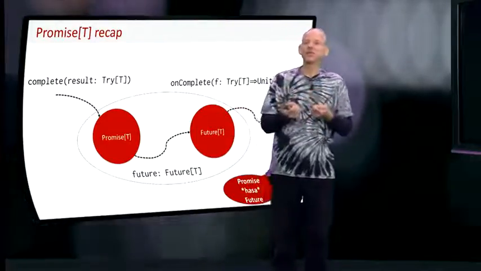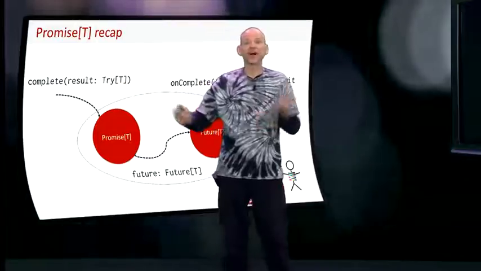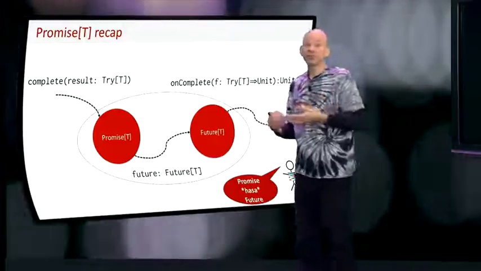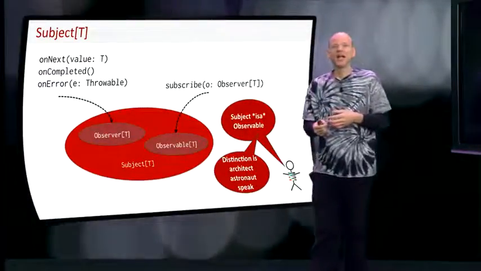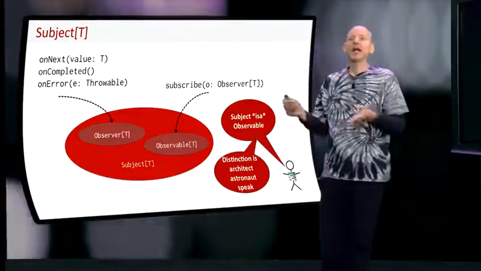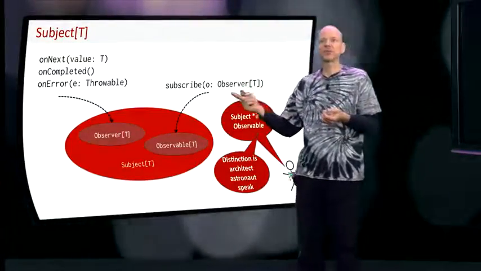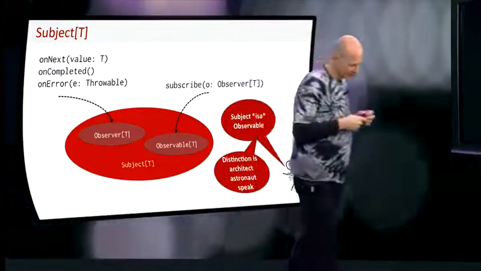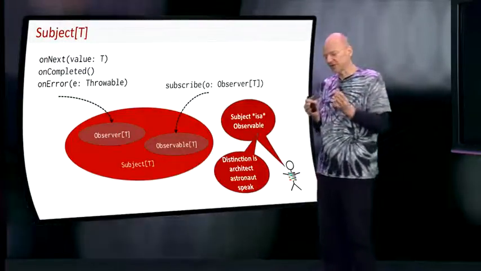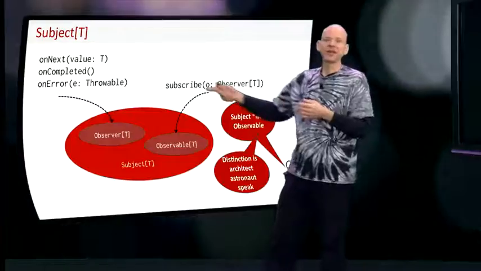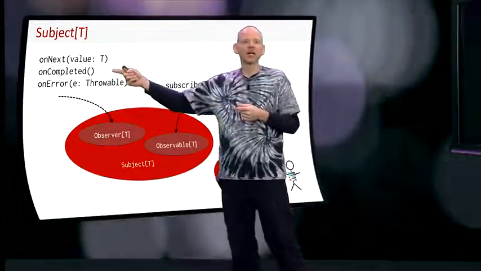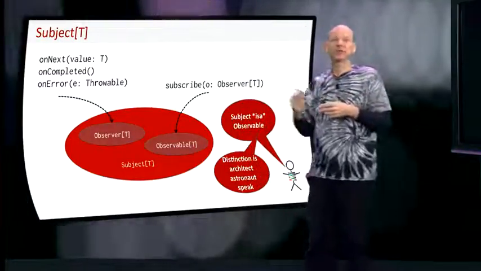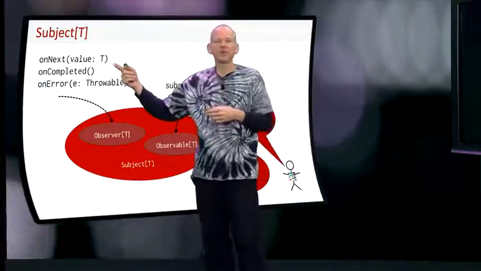Now in Rx we already have two interfaces. This is the observer side where you can pump in a value, and this is the observable side. So the corresponding concept in Rx is a subject, and a subject is an observer and an observable. So you can subscribe on the one side, and you can push in values on the other side. Now there's two big differences with promises. The first thing is that we have these methods to complete the subject, on complete, and there's on error and on next.